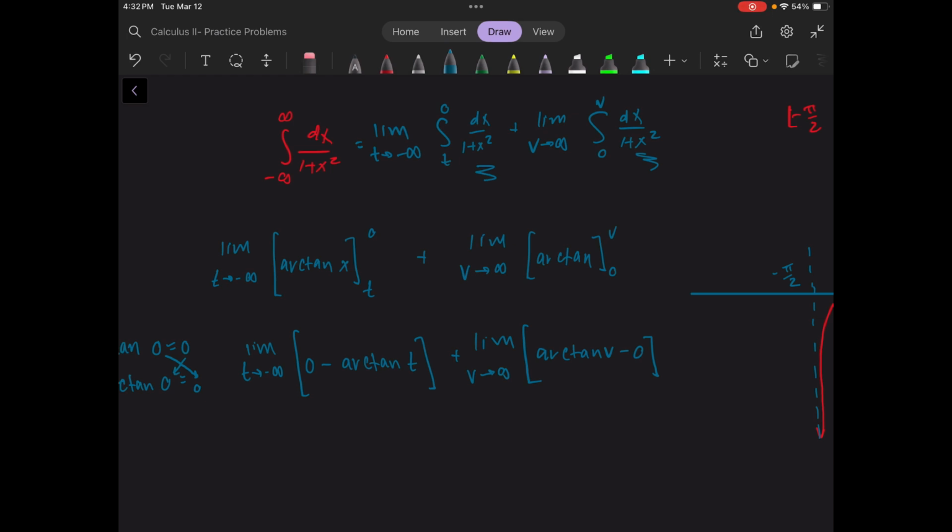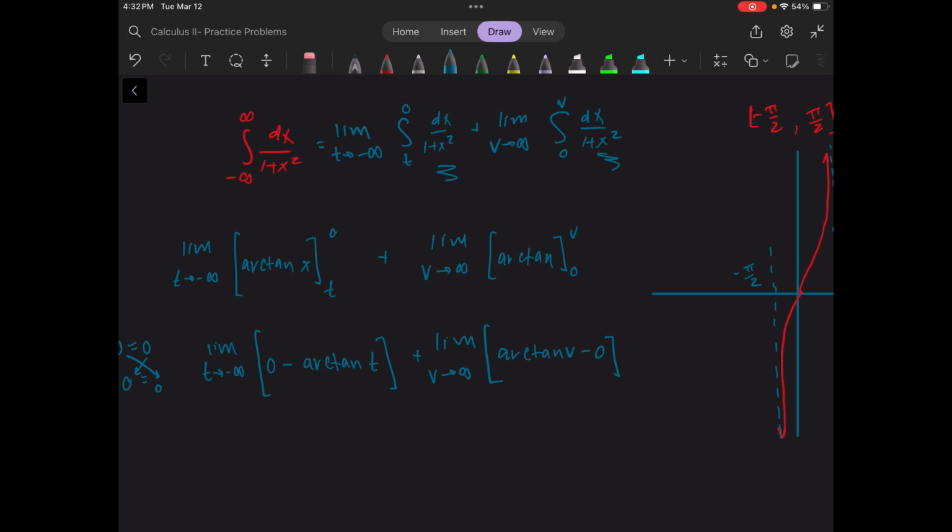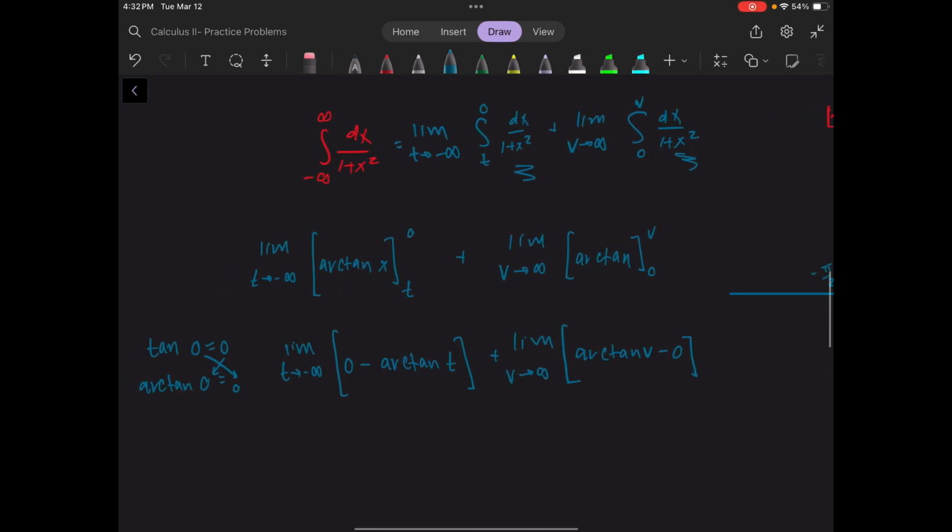What happens as tangent approaches negative infinity, though? I'll write these down. Arctan of infinity essentially just equals pi over 2. And arctan, as you're doing limits of negative infinity, essentially just equals negative pi over 2. We got that from the graph of tangent. So this becomes negative pi over 2 plus pi over 2. So we have pi over 2 plus pi over 2. That's just equal to pi. So this integral is said to converge. So a little bit of inverse trig in there as well.